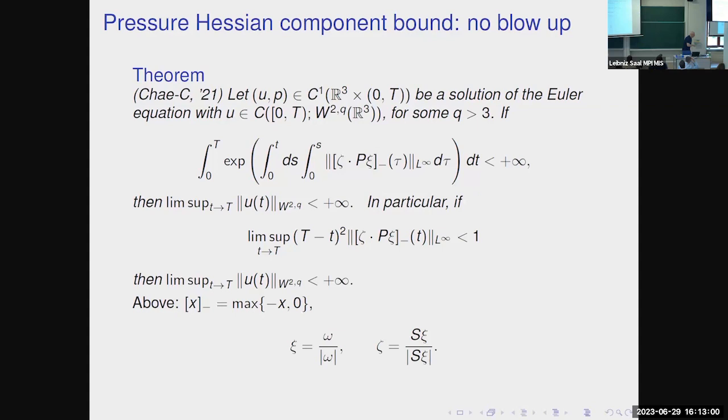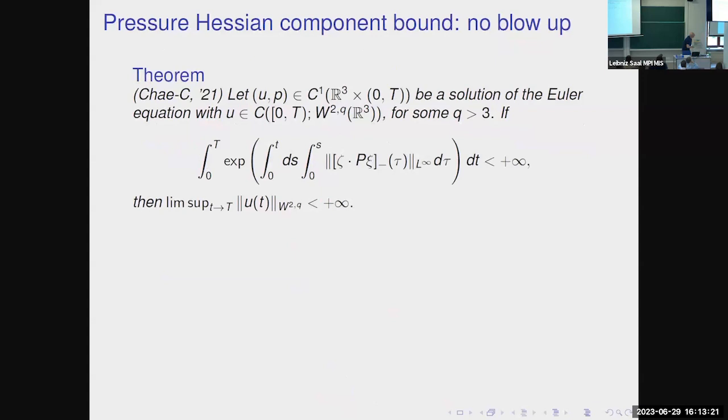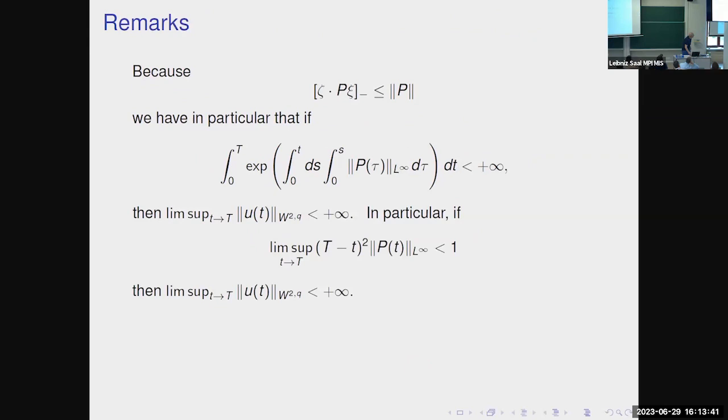In order to explain that to you, I need to remind you of the vorticity stretching equation, the S equation, which is like this. S is the symmetric part. So you assume that the scalar product, the cosine between the Hessian applied in the direction of vorticity and the direction of the stretching of vorticity, its negative part is bounded in this weird way. And then you get regularity. The reason is very simple, and these are the remarks that I mentioned: this is, of course, less than the norm of the matrix, and therefore the norm of the Hessian matrix. This condition implies this condition because I have an exponential of a log with a power less than one.